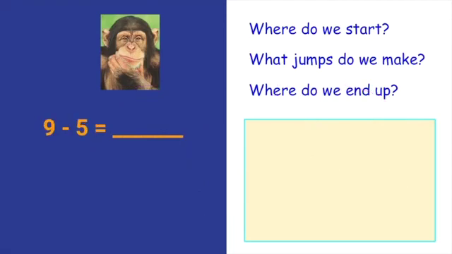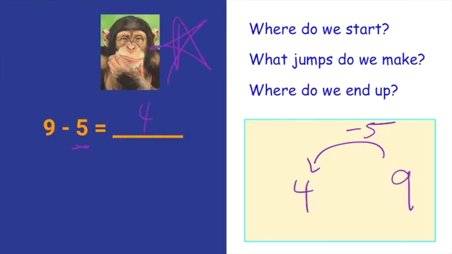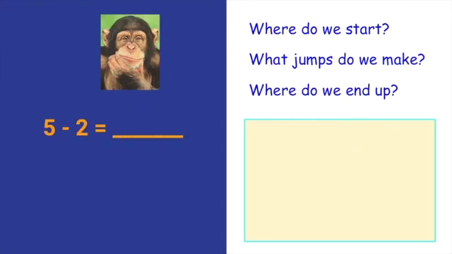Where do we start? Okay, 9 subtract 5. Where do we start? 9. What jumps do we make? Take a jump back of 5. Where do we end up? 4. Rockstar. Remember these 3 questions. That's what we're reviewing, these 3 questions.